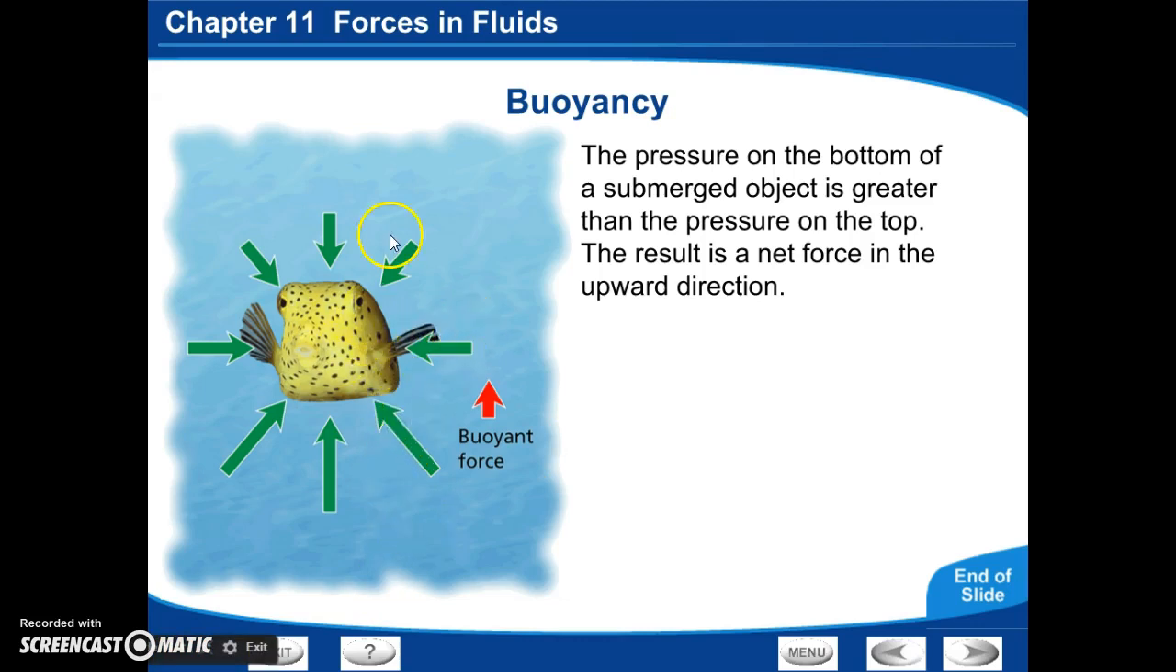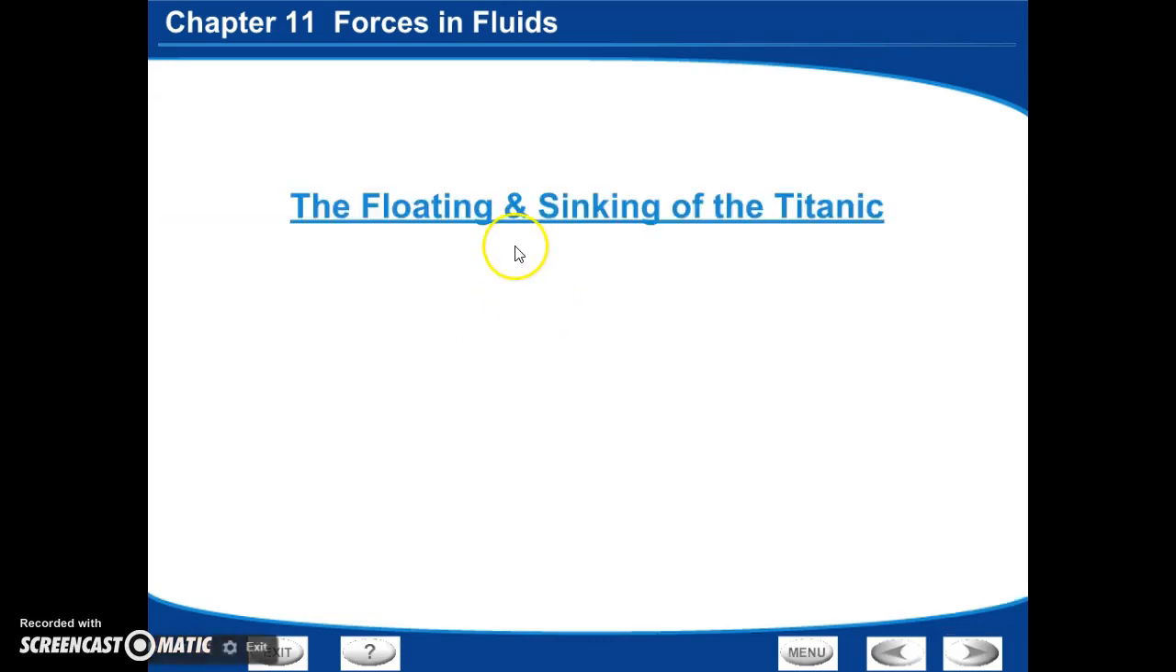Now, buoyancy. Buoyant force always works upwards. Remember that we have pressure working in all directions toward this fish, and inside the fish pushing back out. But buoyant force only works in an upward direction. The buoyant force is what allows things like fish or boats to float. And we're going to talk about the floating and sinking of the Titanic during class.